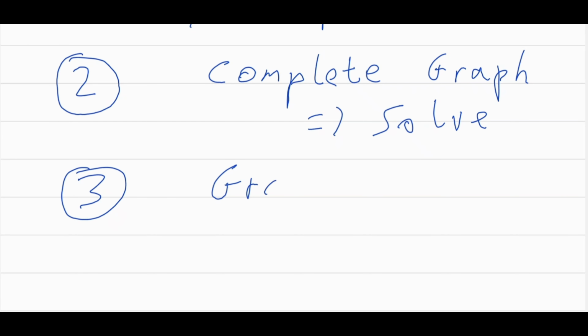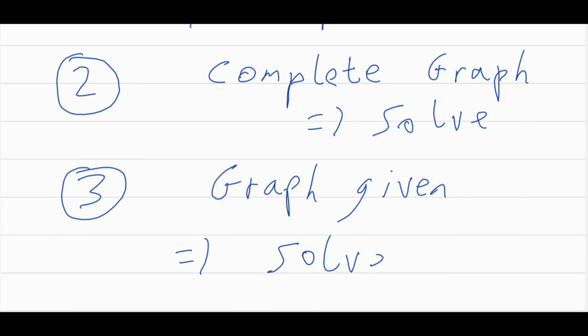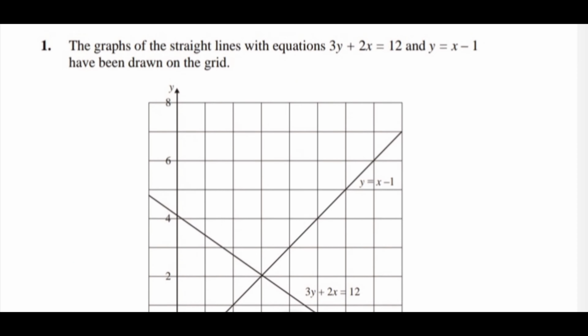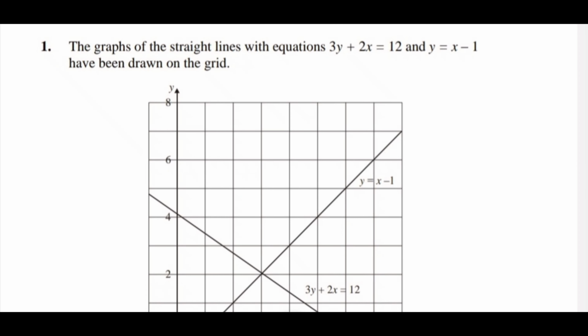The final example is the graph is given, however there are no markings and it is impossible for you to solve it by inspection. So you will just be given the graph, the two lines, the two equations of the lines, and you will just solve them. Now let's go through these in specific GCSE questions so you guys get a better understanding of how this works.